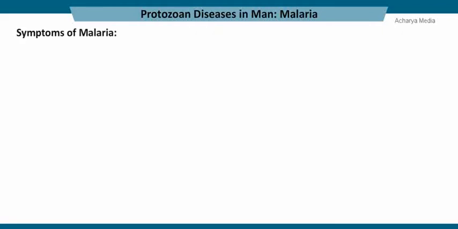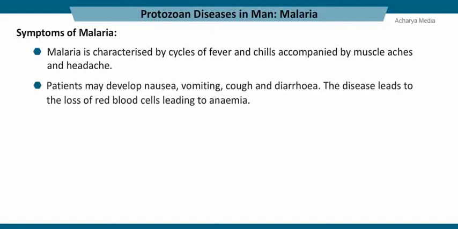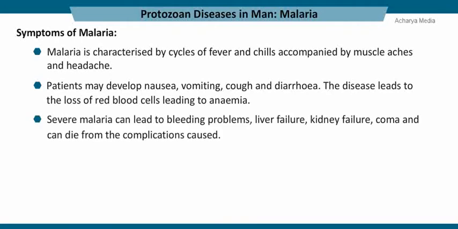Symptoms of malaria. Malaria is characterized by cycles of fever and chills accompanied by muscle aches and headache. Patients may develop nausea, vomiting, cough, and diarrhea. The disease leads to the loss of red blood cells, leading to anemia. People with severe malaria can develop bleeding problems, liver failure, kidney failure, coma, and can die from the complications caused.